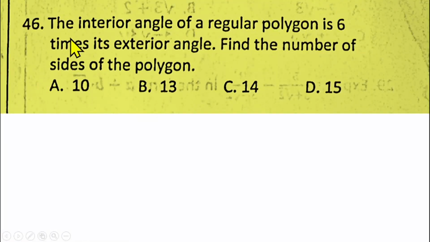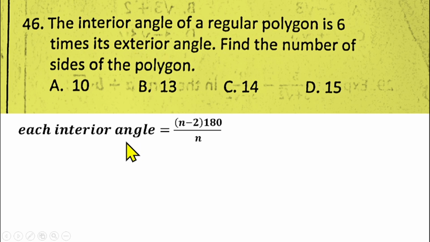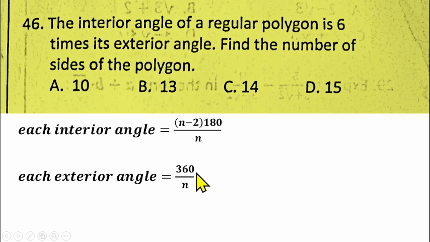Then question number 46 is from polygon, which is plane geometry. The interior angle of a regular polygon is 6 times its exterior angle. Find the number of sides of the polygon. They are talking about each interior angle and each exterior angle. Each interior angle of a regular polygon is n minus 2 multiplied by 180 over n, and each exterior is 360 over n.